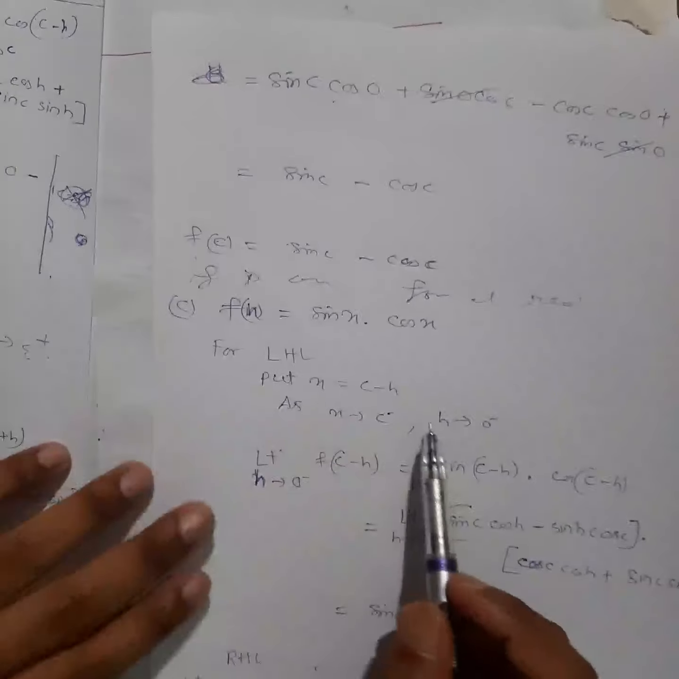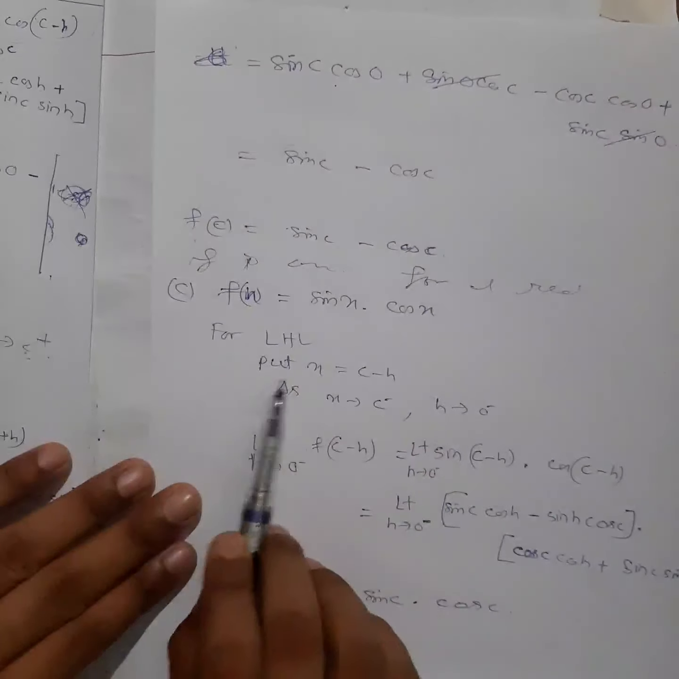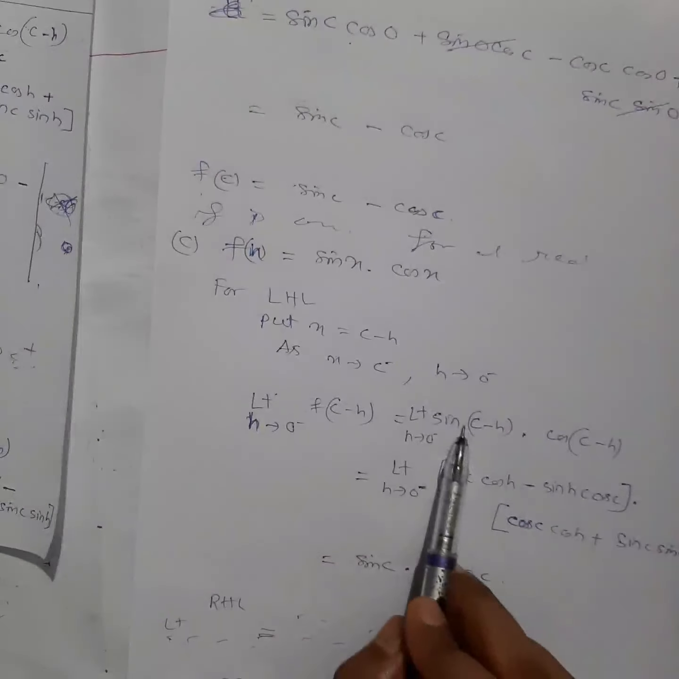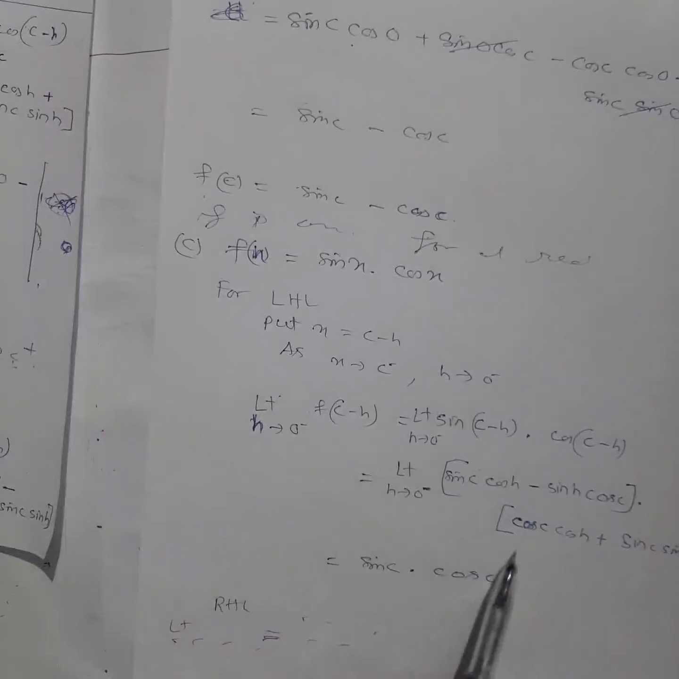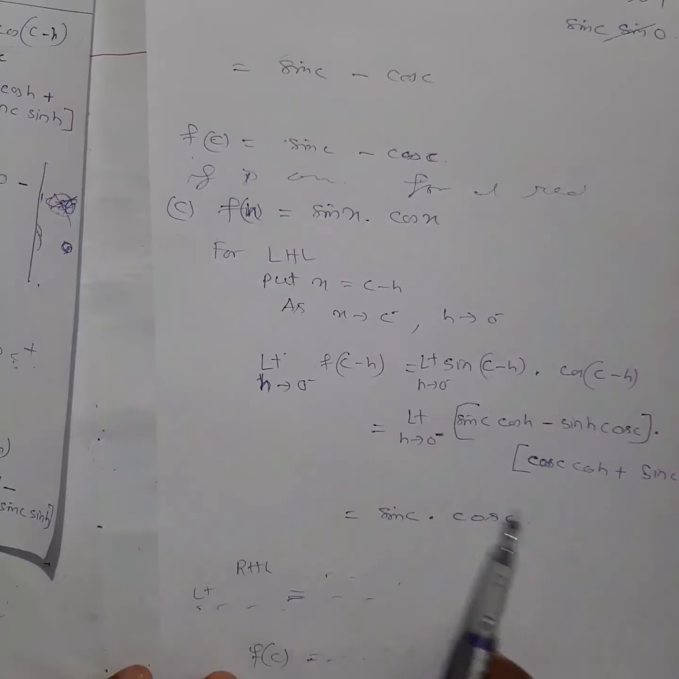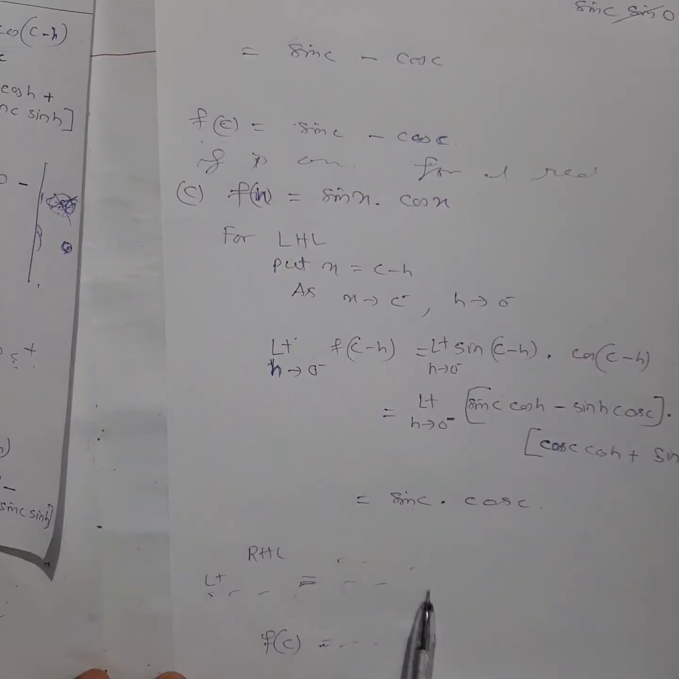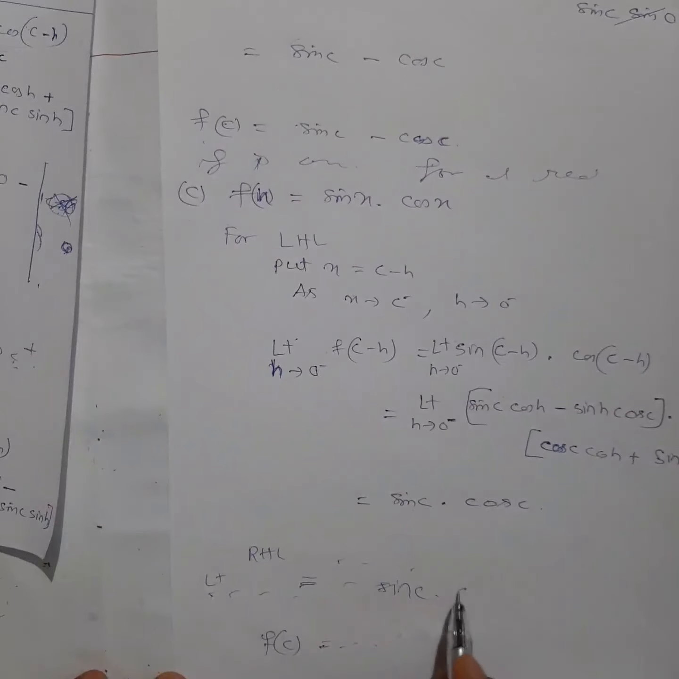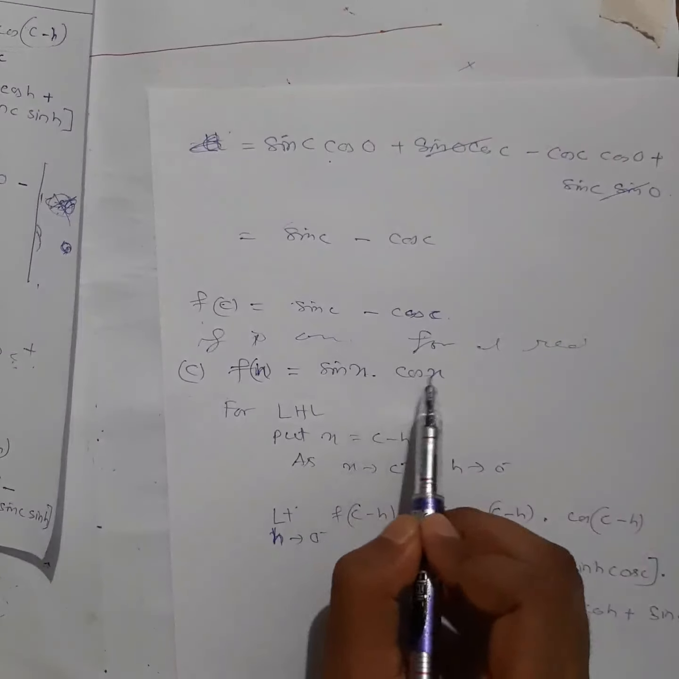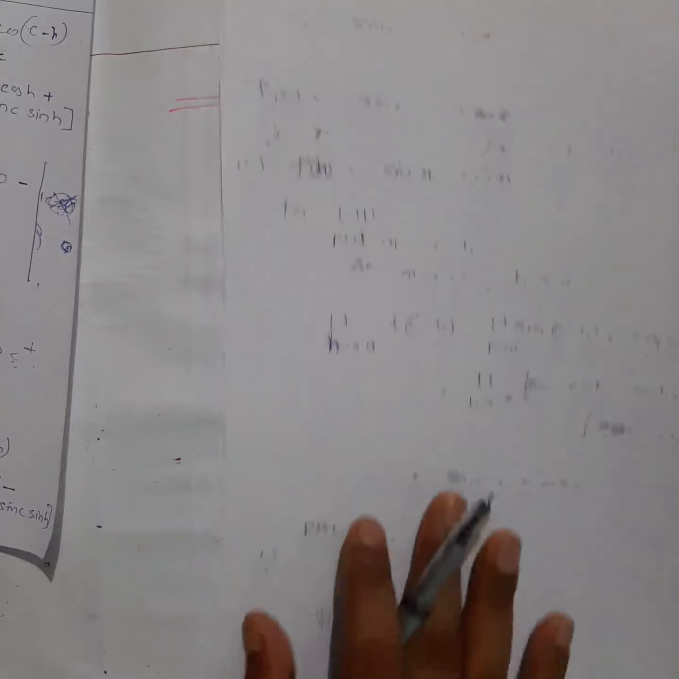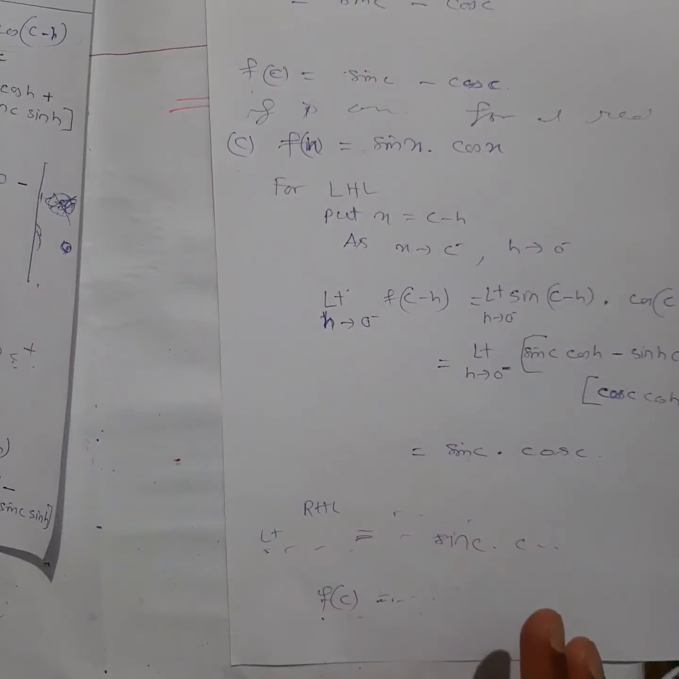Here also, exactly the same, question number c. In place of x we have put c minus h, and then we have used the identity and then put 0 in place of h. You will get the left hand limit as sin c dot cos c. In the same way find the right hand limit, you will find the same thing, sin c dot cos c. And for f(c) also, obviously if you put c in place of x directly you will get it. So here also the left hand limit, right hand limit and f(c) are the same, so it is also a continuous function.